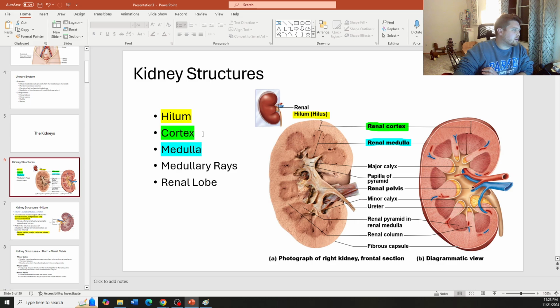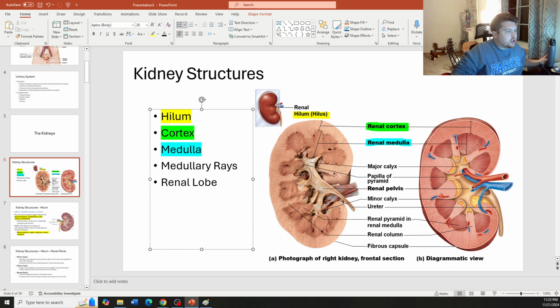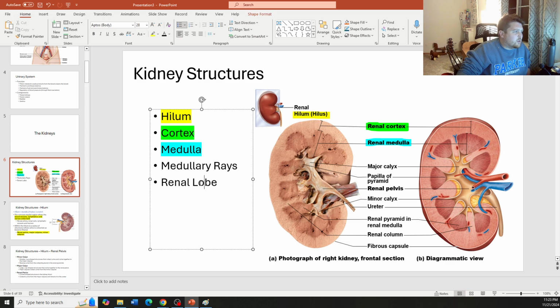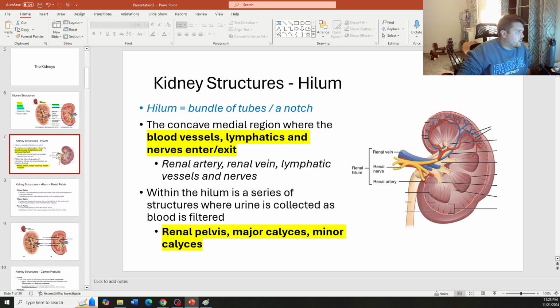So some of our main structures that we look at: first, the hilum, the cortex, the medulla, medullary rays, and then renal lobes. So here is our hilum. We have the cortex on the outside, medulla on the inside. These are the ones we can't really see in these pictures, but I have others for that.